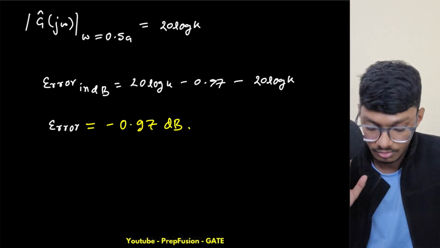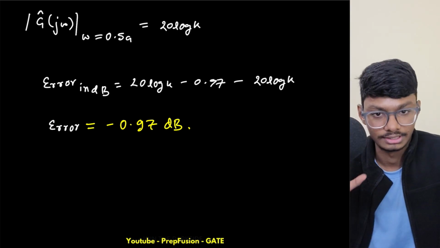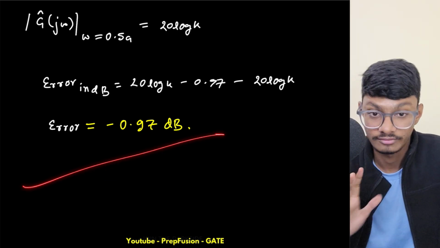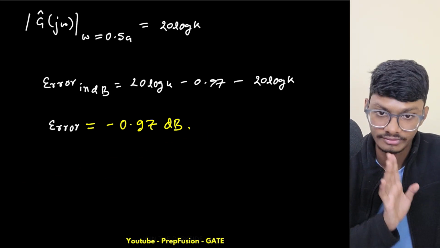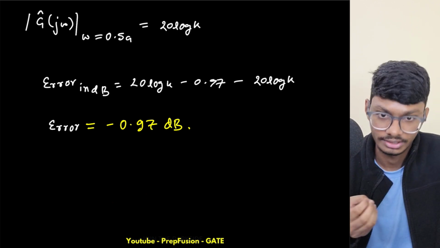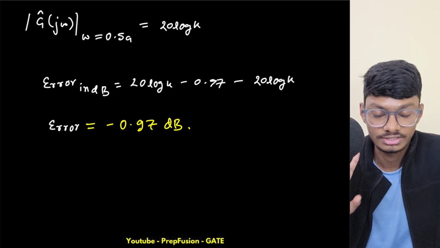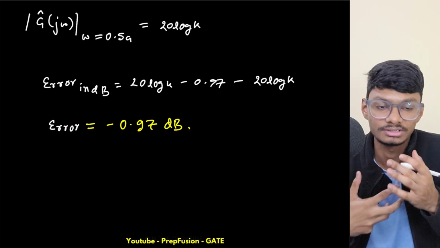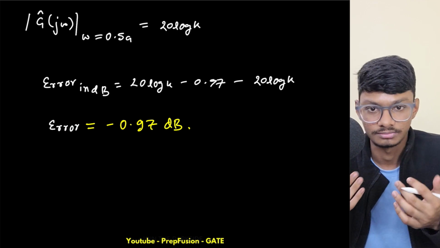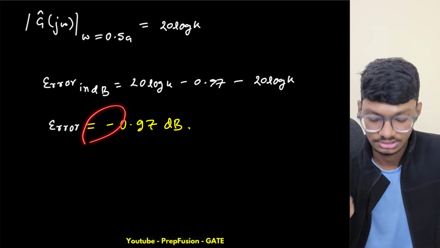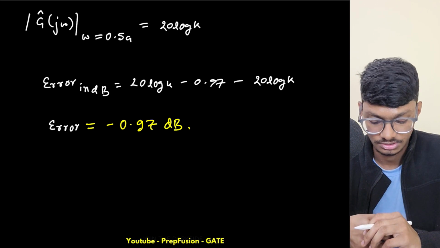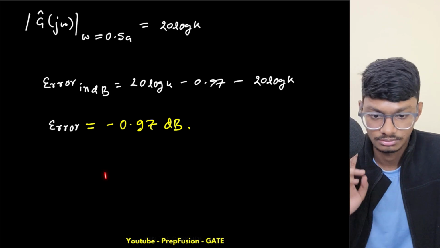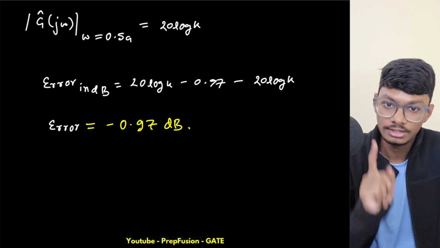Now in the options, let's say if plus 0.97 is given, obviously you will tick that. If minus 0.97 is not given and only plus 0.97 is given, you can tick that. Just check if it is not an MSQ or something. If it is a simple MCQ, you can tick that. Sometimes they just want to know the magnitude of the error, so the sign doesn't matter to them much. If negative isn't there in the options in an MCQ, then you tick plus 0.97.